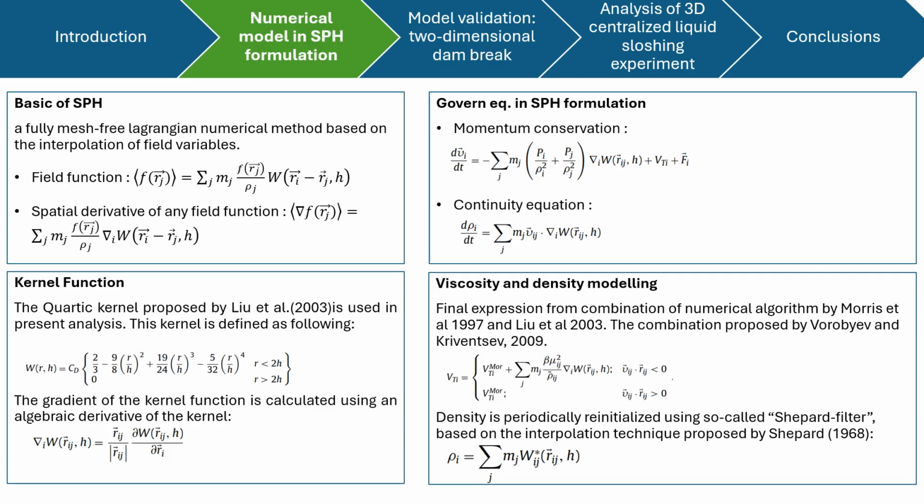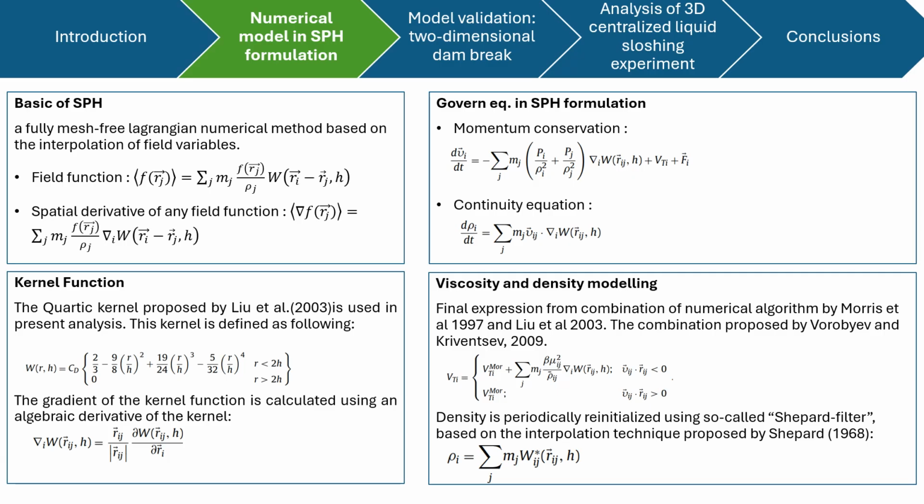Next, we will see the numerical model in SPH formulation. Now let's begin with the basics of SPH. It is a fully mesh-free Lagrangian numerical method based on the interpolation of field variables. Here we have a field function and also the spatial derivative of any field function. Next, we will have the governing equations in SPH formulation for simulating the flow, and here we have the momentum conservation and also the continuity equation.